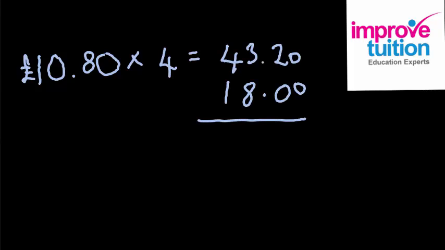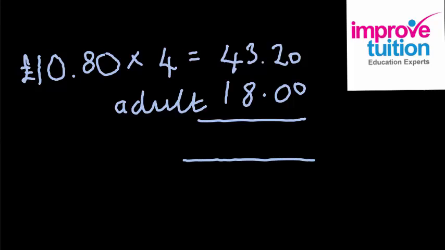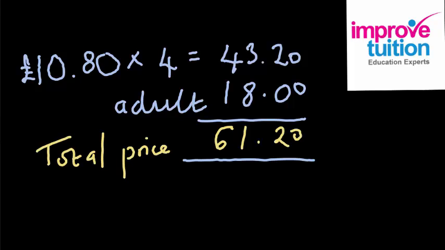So we just add the sums up, so we add the totals up. So we add £18 plus the total for the children's tickets, and we get the value.